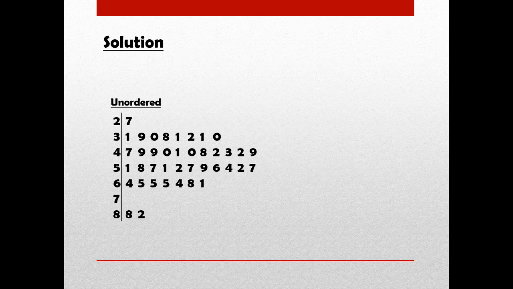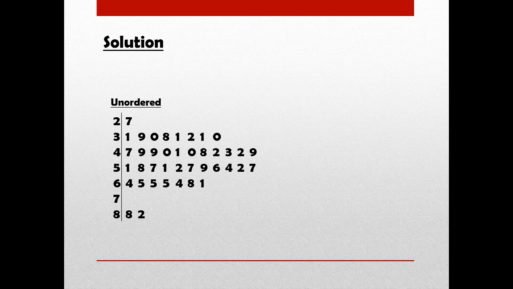So the only leaf on the stem of 2 is 7. Then for 3 we have 1, 9, 0, 8, 1, 2, 1, 0. For 4, 7, 9, 9, 0, 1, 0, 8, 2, 3, 2, 9. For a stem of 5, the leaves are 1, 8, 7, 1, 2, 7, 9, 6, 4, 2, 7. For the stem of 6, we have 4, 5, 5, 5, 4, 8, 1. For the stem of 7, there are no leaves. And then for the stem of 8, we have 8 and 2.